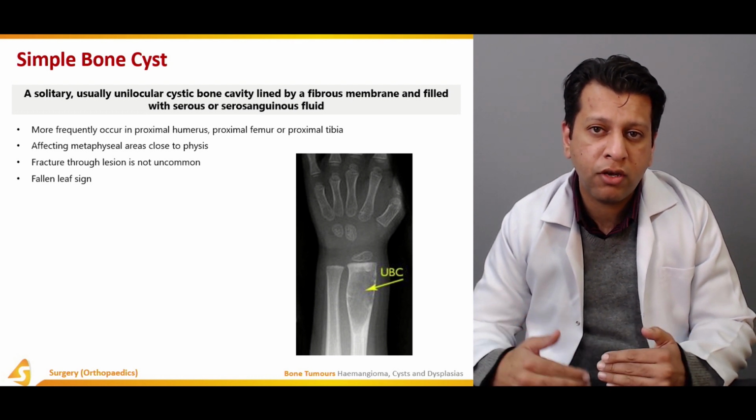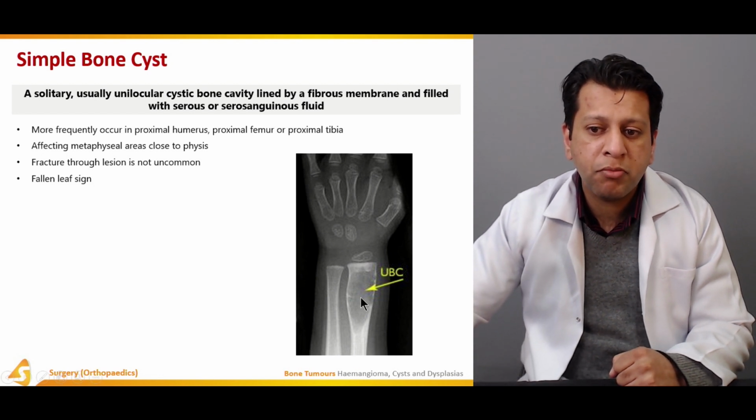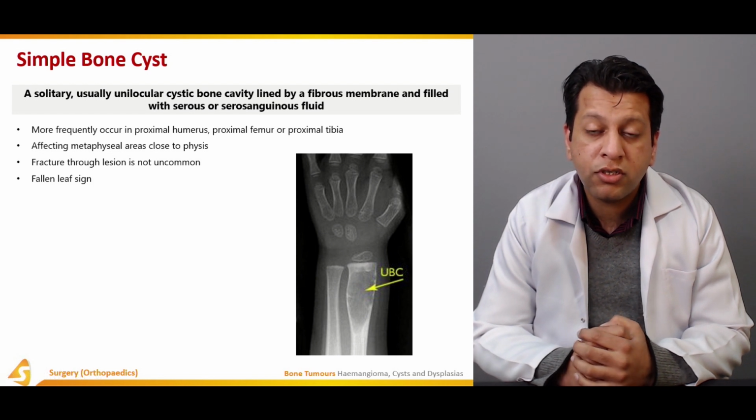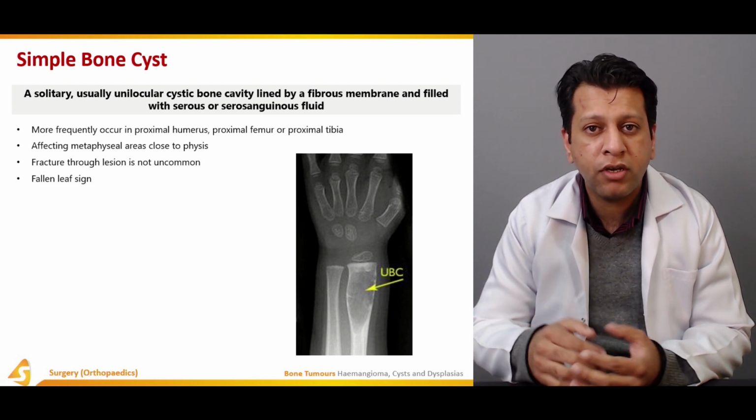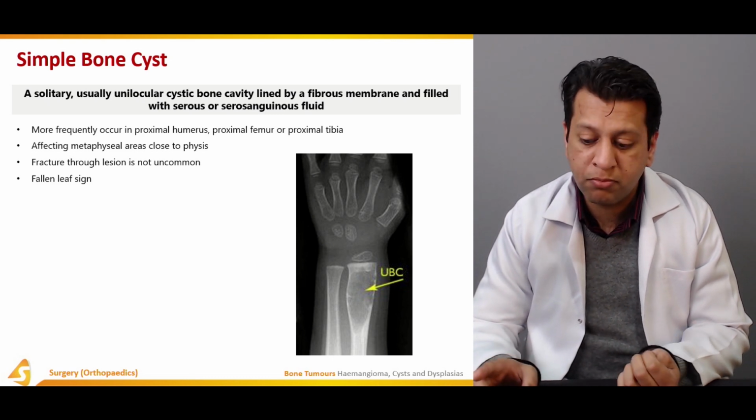There is a sign called the fallen leaf sign, which can be seen because there's debris which is falling down into the lower part of the cyst. For example, it's not visible over here, but it classically can be seen on the X-ray. Due to this debris, it appears as if the leaves are falling to the ground, just as leaves fall from the trees in autumn.